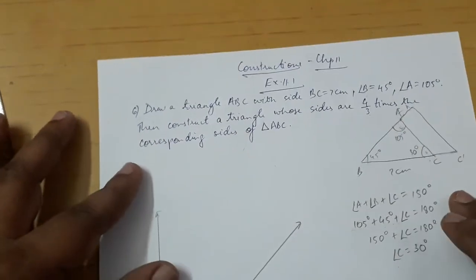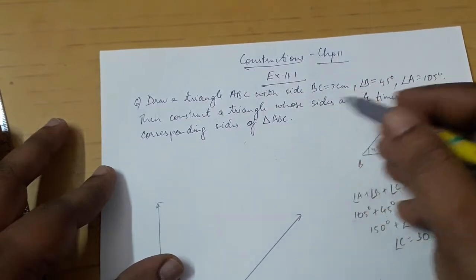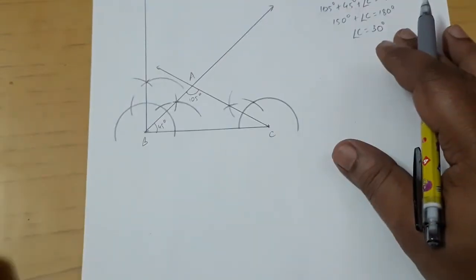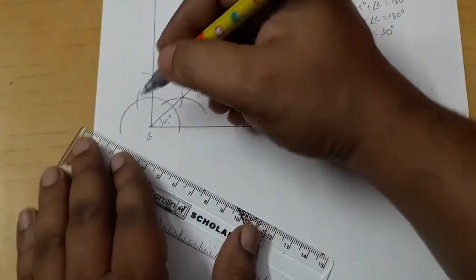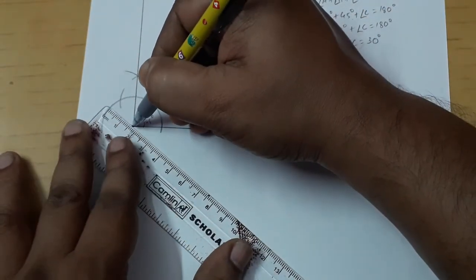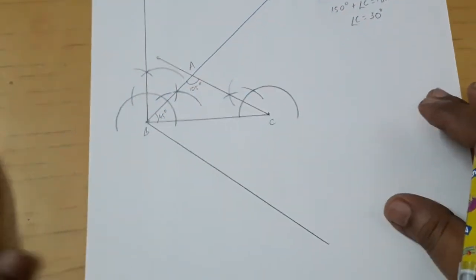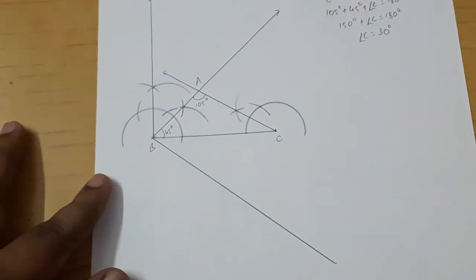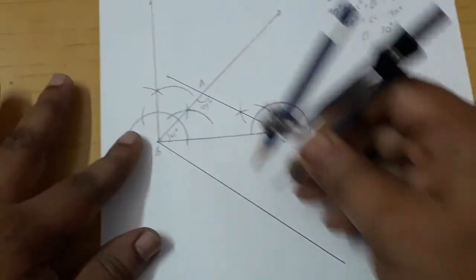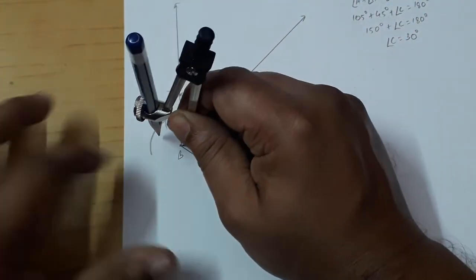Our next job is to construct a new triangle which is 4 by 3 times the corresponding sides of triangle ABC, which means let's draw an acute angle from B this way, and we'll cut it into 4 equal parts. I already taken some measurements, so we will start cutting equal parts.